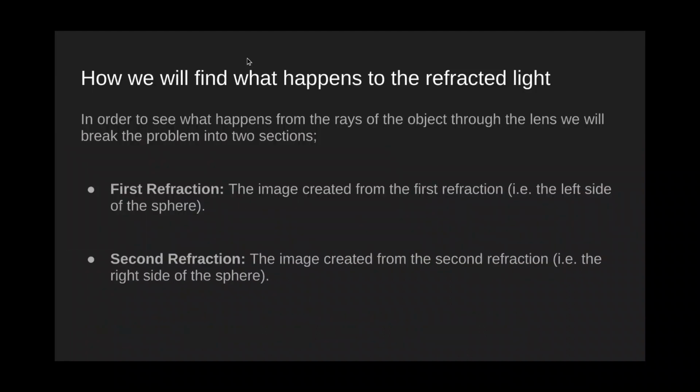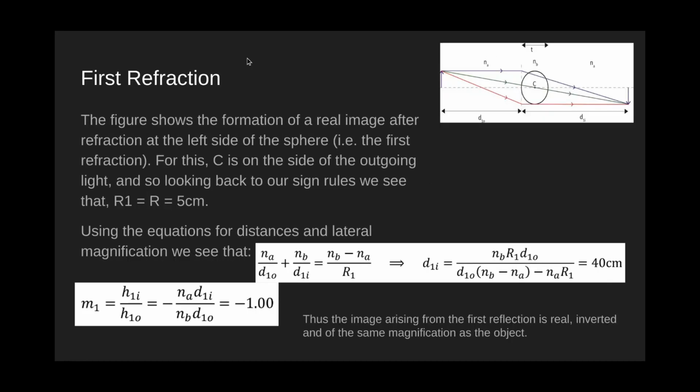We're going to break this question up into two parts. The first is the image created from the first refraction, so the left hand side of the sphere, and then we apply that to the second side, so the image created from the second refraction, i.e. the right side of the sphere. So it takes the first refraction image, the way the rays are going, and then applies its formulas to that.